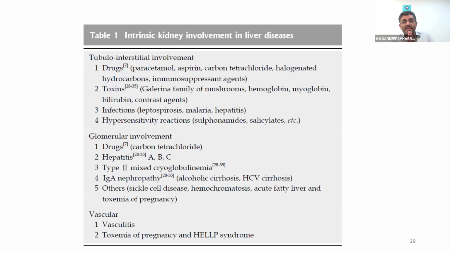This chart will further explain that, this table. We have a tubulointerstitial involvement due to drugs, toxins, infections, and some reactions. Then we have a glomerular involvement. It may be due to drugs, infection with hepatitis A, B, C, type 2 mixed cryoglobulinemia, underlying IgA nephropathy, and other associated diseases like sickle cell disease. Then we have some systemic disorders which may involve both the kidney and the liver, like vasculitis, toxemia of pregnancy, and HELLP syndrome. So these diseases need to be differentiated.